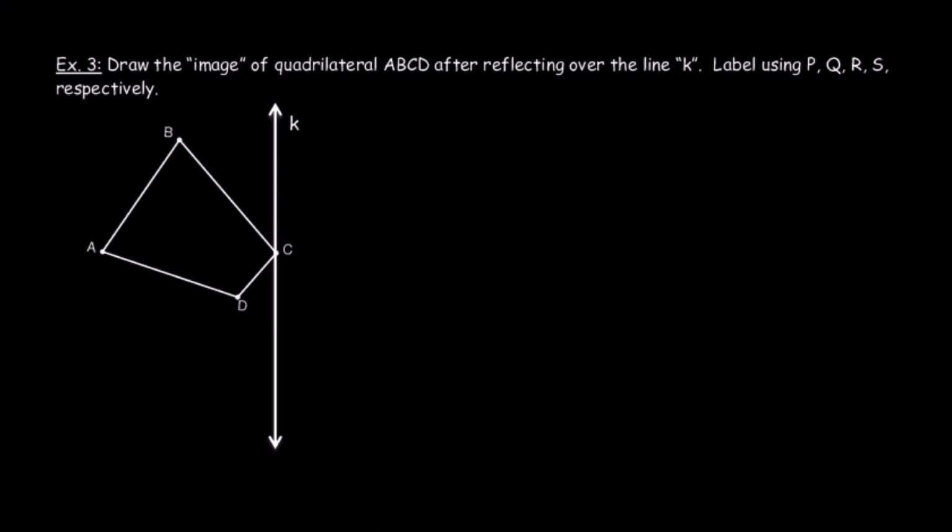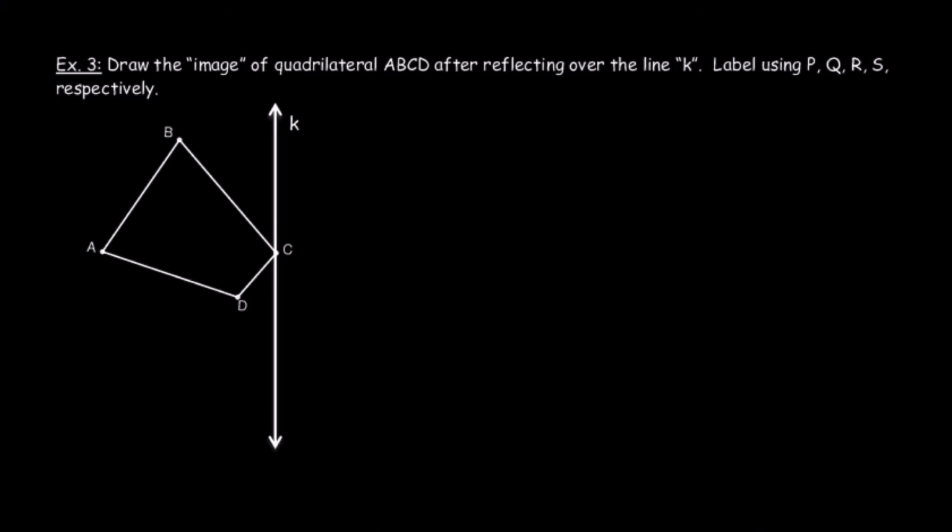Draw the image of this quadrilateral after reflecting it over the line K. Now, one of the things that's kind of interesting here is if you notice, this point is actually on the line already. So think about looking in the mirror. If you put your fingertip on the mirror, that reflection doesn't move. So that point right there is going to stay the same.